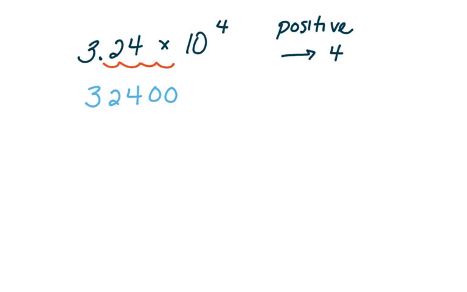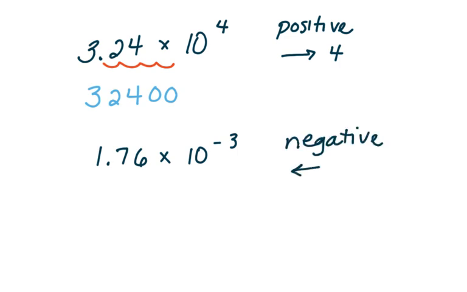If I have a negative exponent, so 1.76 times 10 to the negative 3, when it is negative, that means the decimal point is going to move to the left and make it a smaller version of that number. And in this case, it would move 3 places. So I would move it 1, 2, 3. So my answer in this case would be 0.00176.